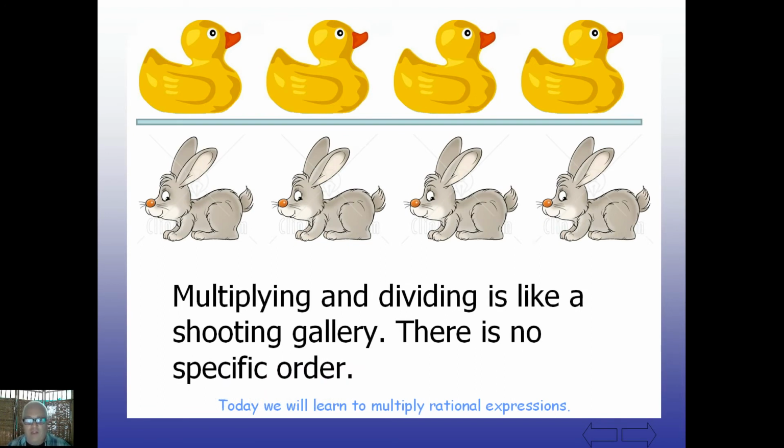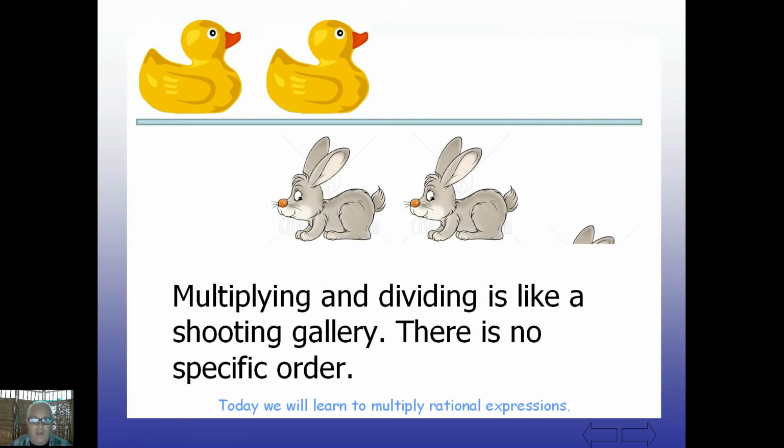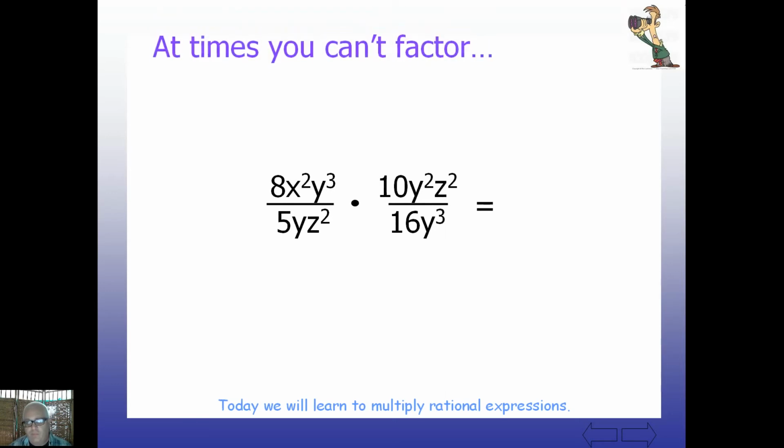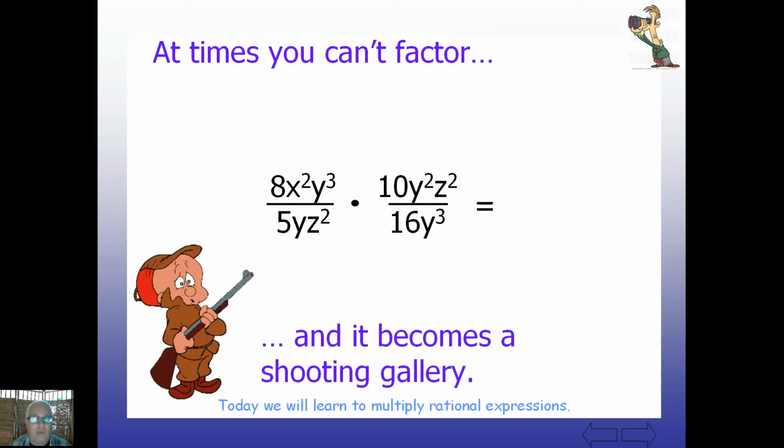Multiplying and dividing is like a shooting gallery. There's no real specific order. You can just take them down one at a time. Because you're using multiplication, the commutative property is in play. Okay, so we just ping, ping, ping them out. At times you can't really factor, and it does become like a shooting gallery here. So if we were to do this, I'm just going to start looking for things that are in common.